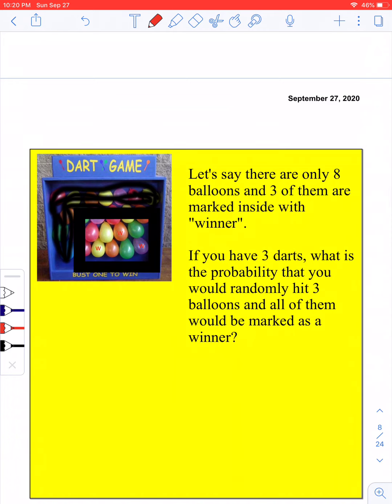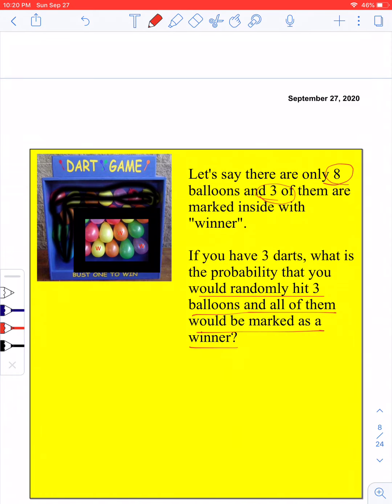All right, we've got 8 balloons. 3 of them are marked with a W, and you got 3 darts. So what is the chances that you randomly hit 3 balloons and all of them are marked as winners?